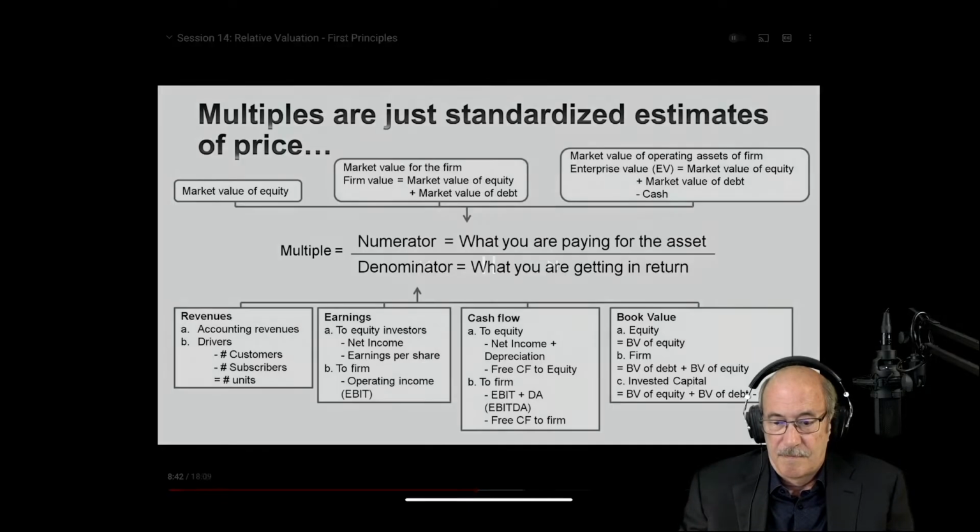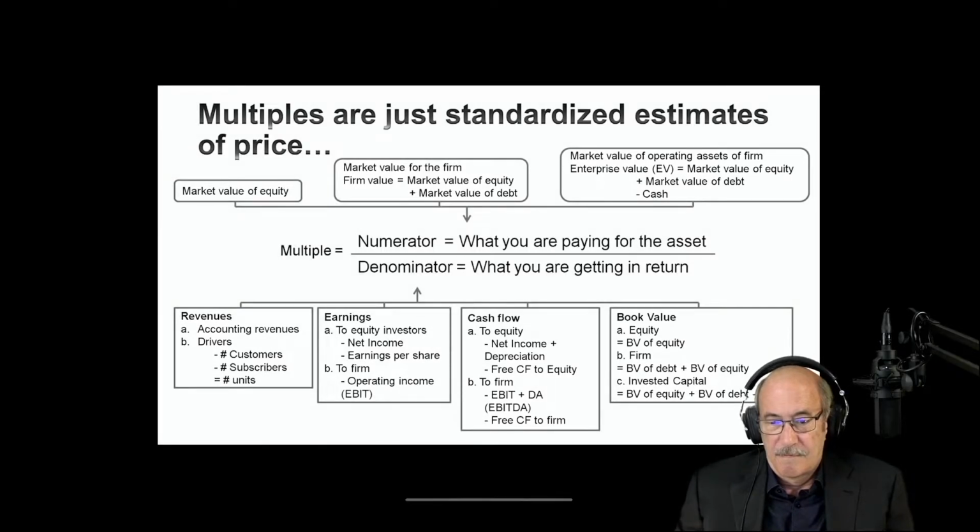Multiple is a numerator and a denominator. And here's the way to think about it. In your numerator, you almost always need a measure of market value. That market value can be just of your equity, that's market cap, as is the case with price-earnings ratios. It can be market value of equity plus the value of debt, which is the market value of the firm. It can be market value of equity plus debt minus cash. That's called enterprise value. So in almost every multiple, you're going to see one of those 3 numbers: market cap, value of the firm, or enterprise value. The difference between enterprise value and firm value is enterprise value is net of cash.